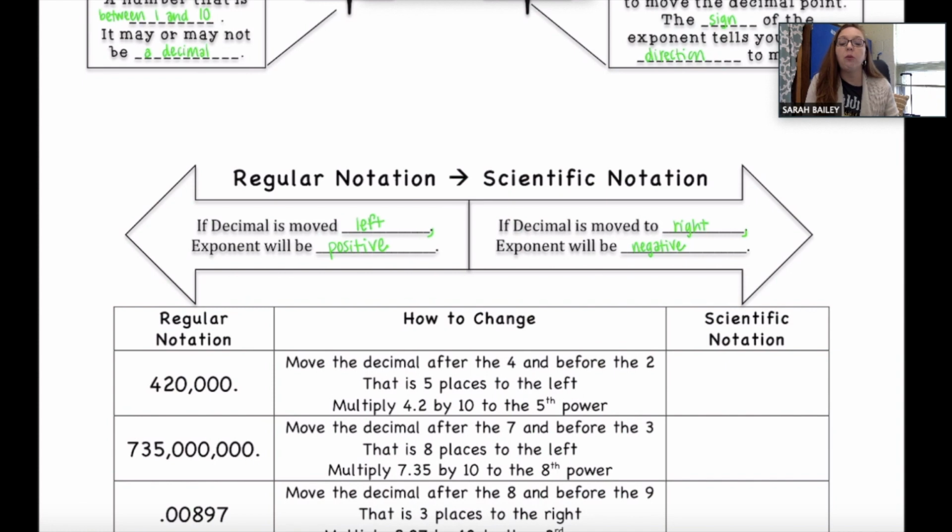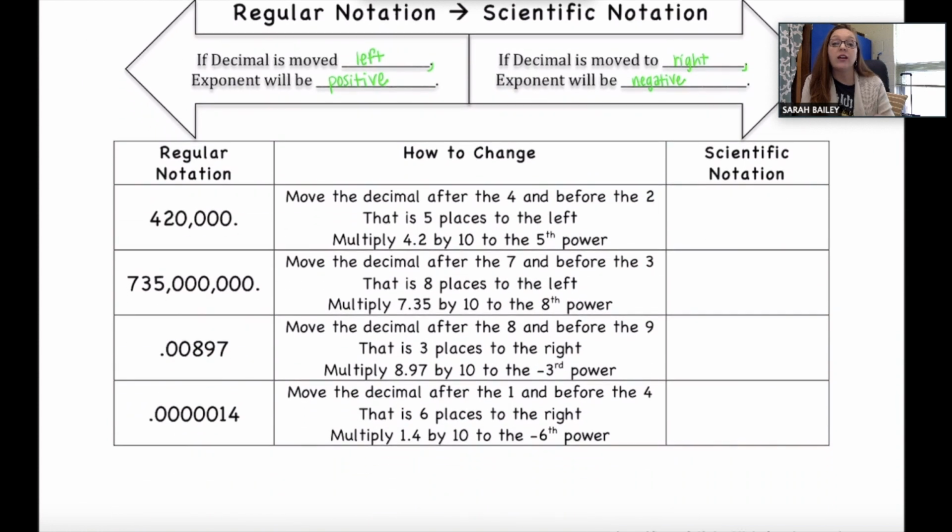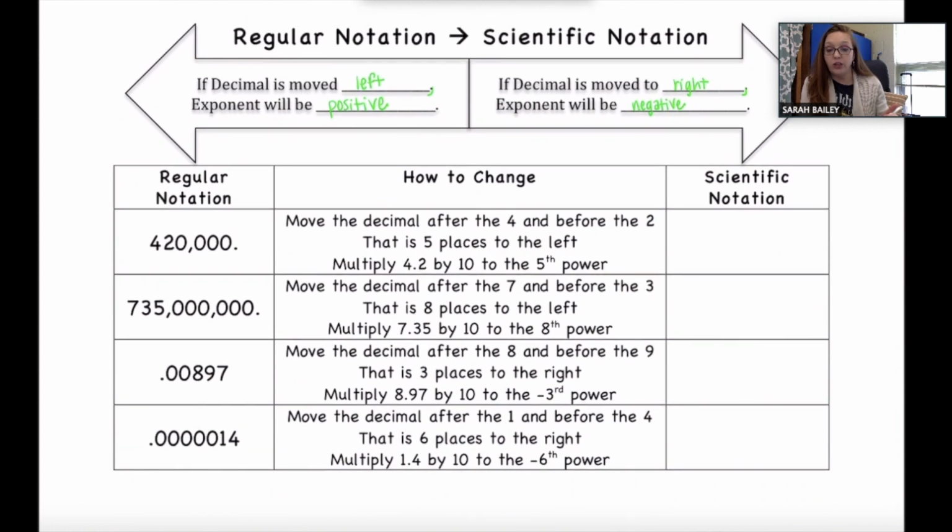So let's suppose we want to convert from regular notation to scientific notation. If your decimal point is moved left, then you're going to have a positive exponent. If your decimal is moved to the right, then you're going to have a negative exponent. So let's try some problems here.